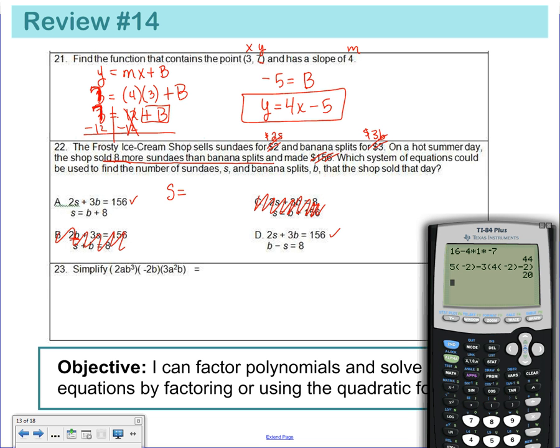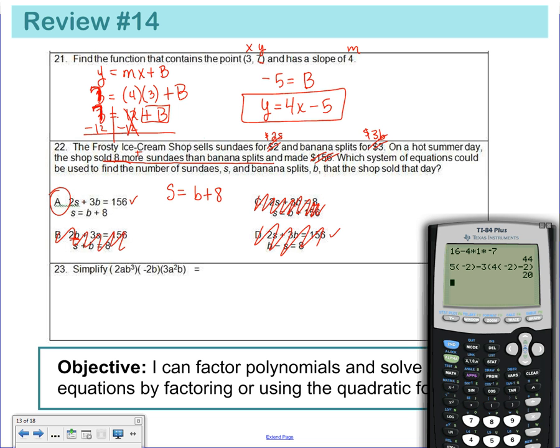Well, I can then discount D because it says B minus S. S is not by itself. But let me check just to make sure. I have 8 more sundaes than banana splits. More than tells me I need to add. So I'm going to have the number of bananas and add 8 to it, and that'll give me the number of sundaes. And this does make sense. If I had one banana split, I'd have 9 sundaes. So I do have more sundaes. This is the one, A, then it's going to be the one that is the best answer. D is gone.